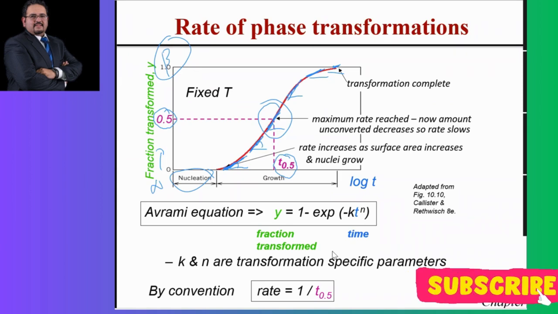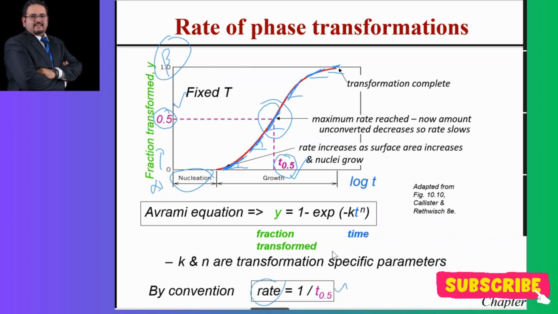Yes, sir. Okay. So I was telling how we calculate the rate. The rate is basically how much time is needed to achieve 50% conversion from alpha to beta. If you take the inverse of that time, that is called the rate. So this is the definition of rate.